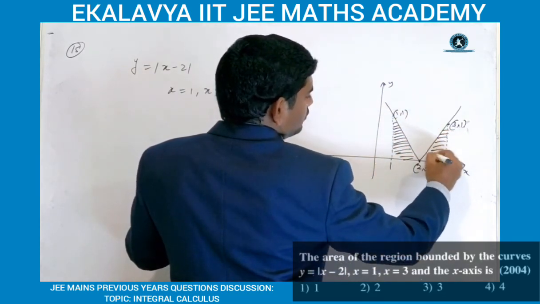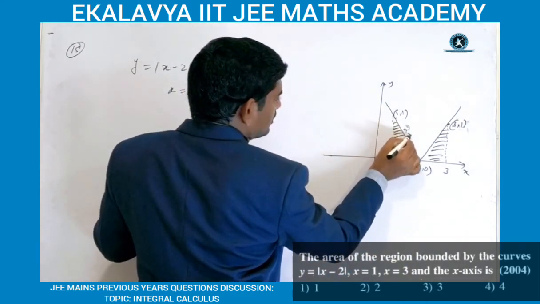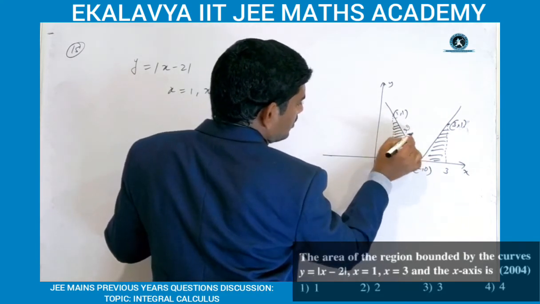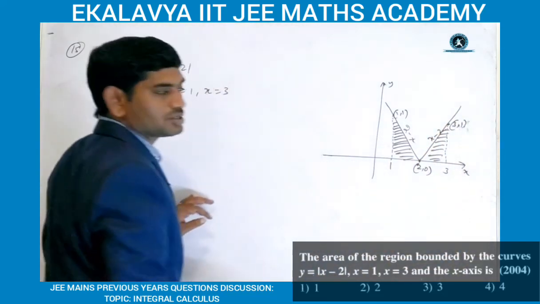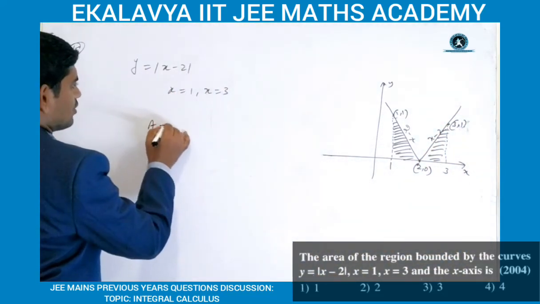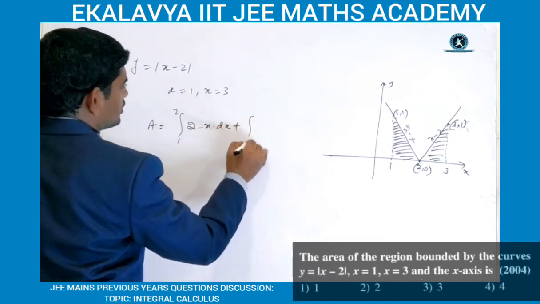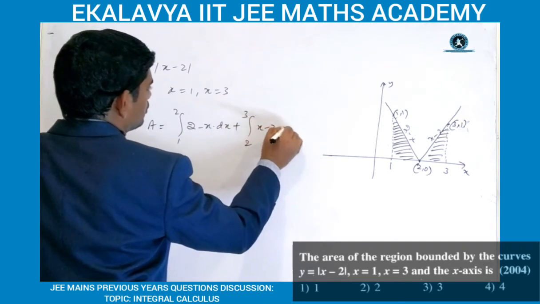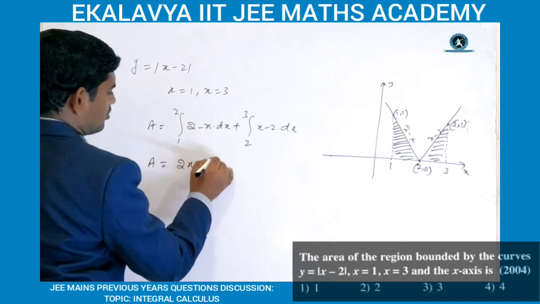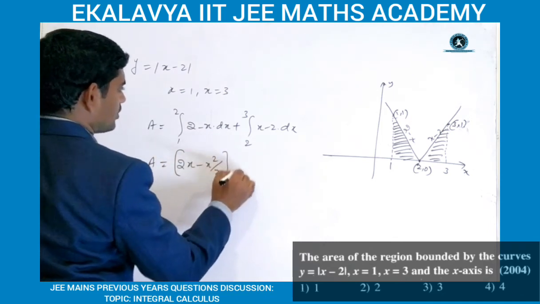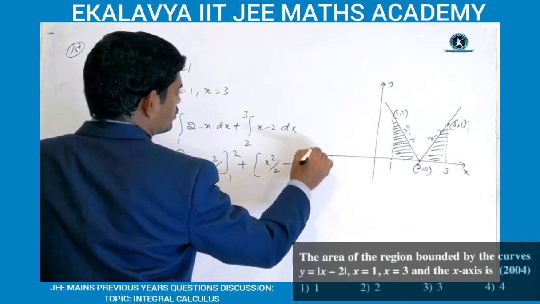We need to find the area of this. Sure, this line is 2 minus x, and this line is x minus 2. So now the area is equal to the integration of 2 minus x dx from 1 to 2, plus the integration of x minus 2 dx from 2 to 3. Now the area is 2x minus x square by 2 with the limits 1 to 2, plus x square by 2 minus 2x with the limits 2 to 3.